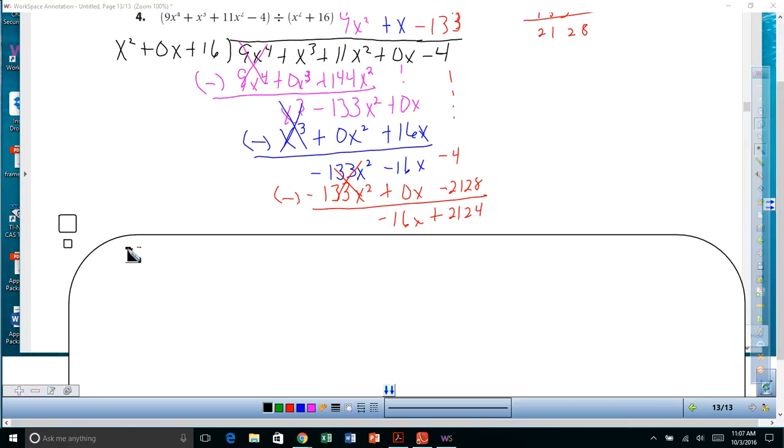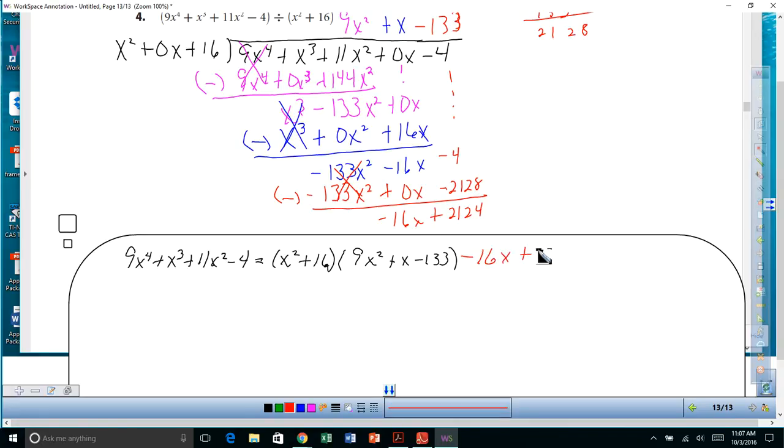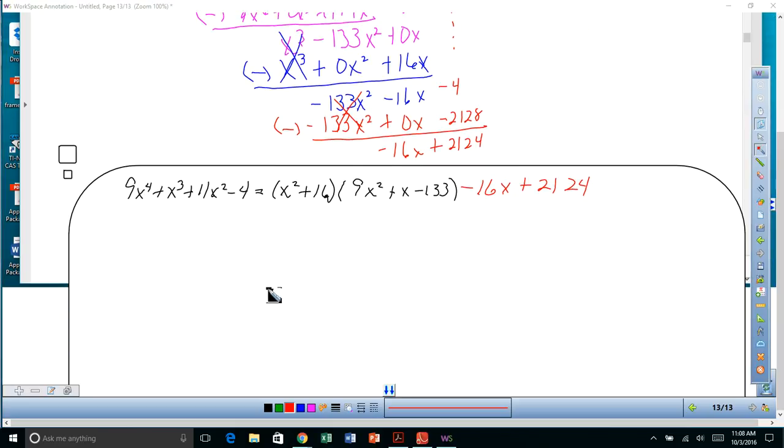So let's see here. 9x to the fourth plus x cubed plus 11x squared minus 4 equals, our divisor is x squared plus 16 times 9x squared plus x minus 133, and then, let's do this in red because this is our remainder, minus 16x plus 2124.